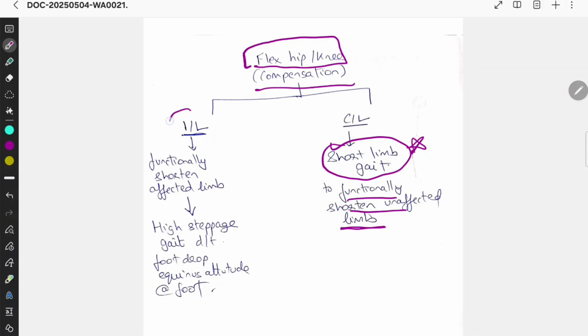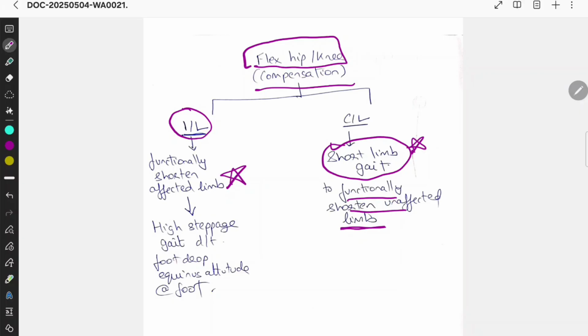Now, when do we want the ipsilateral flexion at hip and knee? When we want to functionally shorten the affected limb. When do we want to functionally shorten the affected limb? For a compensatory mechanism. Guess what?